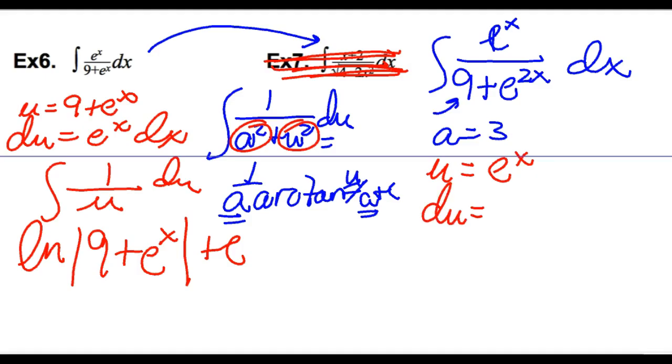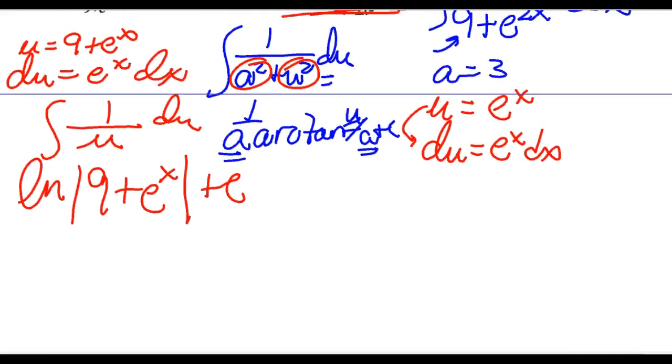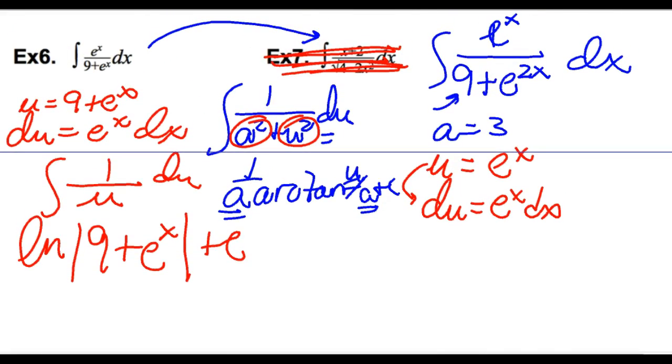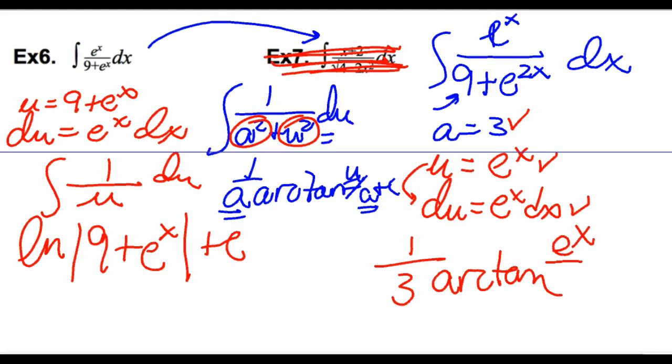Du, in this case, du is e to the x dx. So I don't even need any kind of a correction for that one. So I'm ready to go. Once I recognize that I've got my a, I've got my u, and my du is the whole rest of the integral, I'm ready to go. My answer is 1 over a times arctangent of u over a. And it'll stick with you.